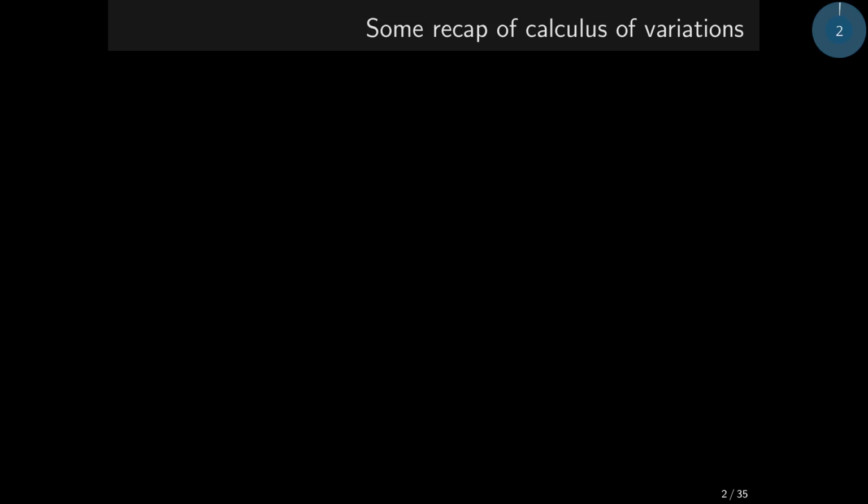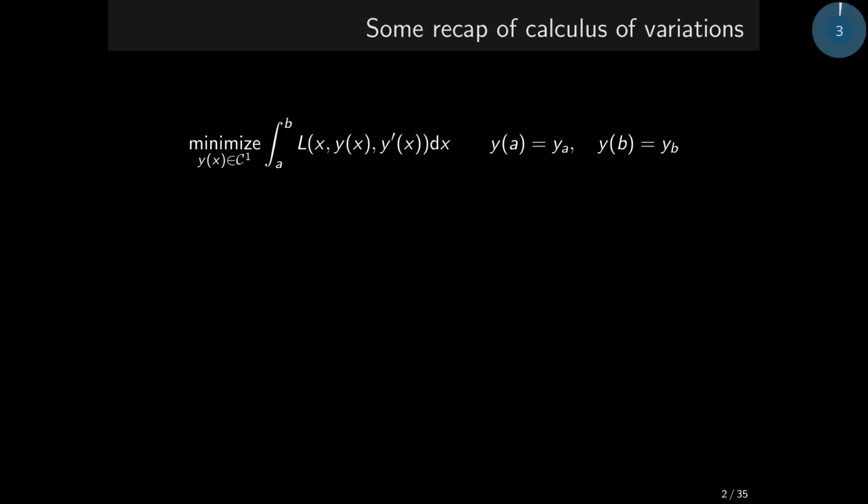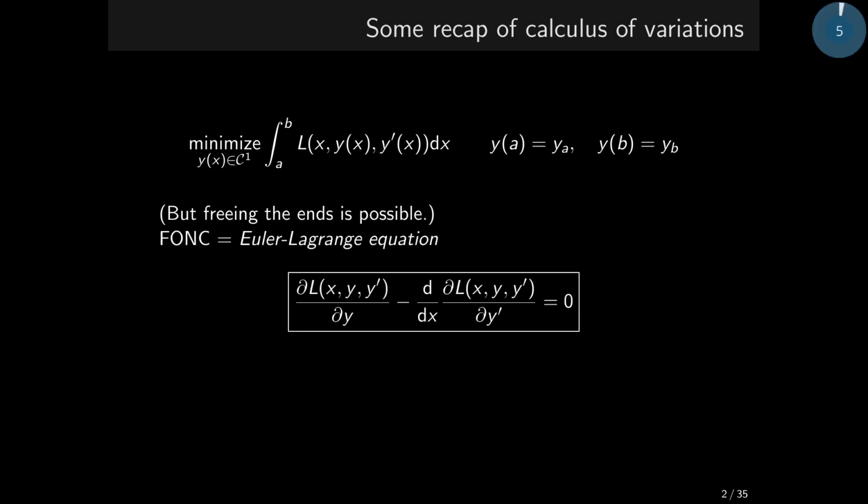First, some recapitulation of the results from calculus of variations. The goal is to find a smooth function y of x that minimizes an integral of some function L of y. The integration is over x from a to b. The values of y at a and b are given. This is the basic version of the problem, but the values of y at the ends could be left unspecified.